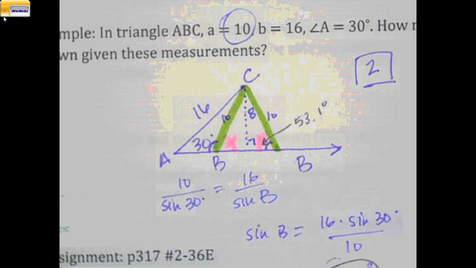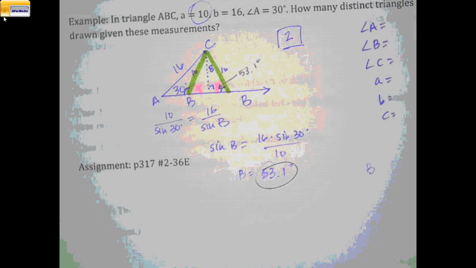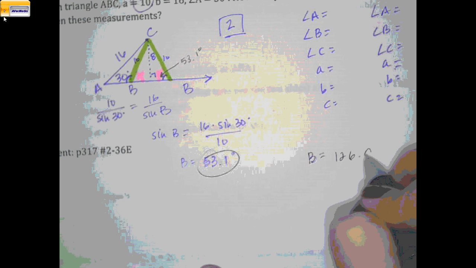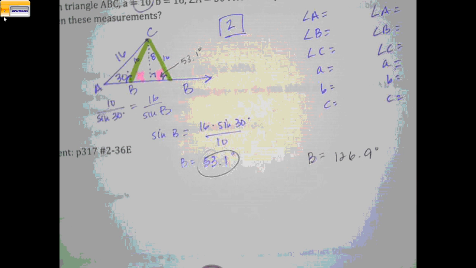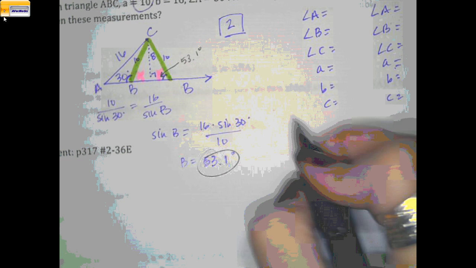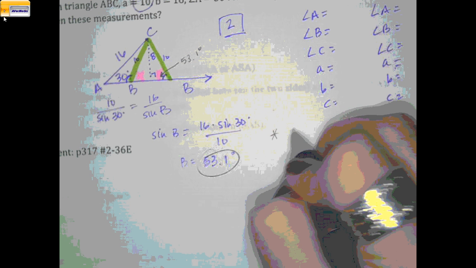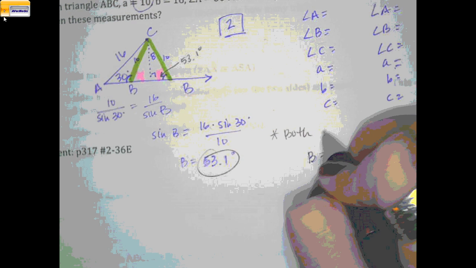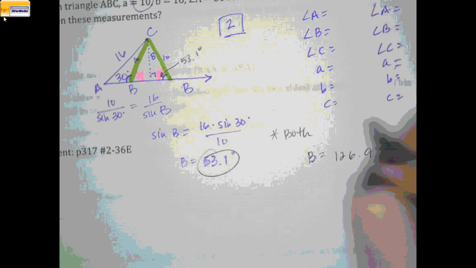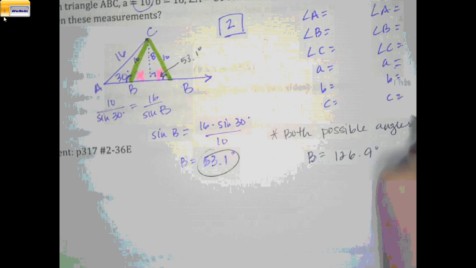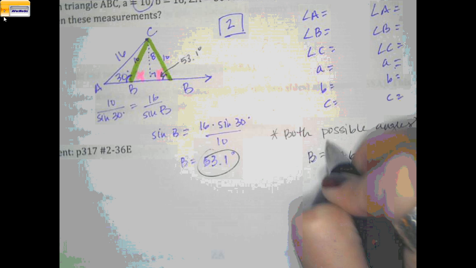So the other angle B we might have, correct, Carson's got it, would be 126.9-ish. So it could be two things. Again, in your notes, it would be worth writing down that both possible angles will be supplementary every time.